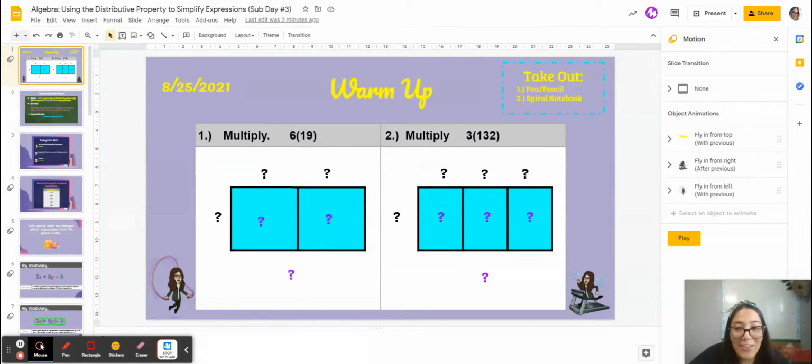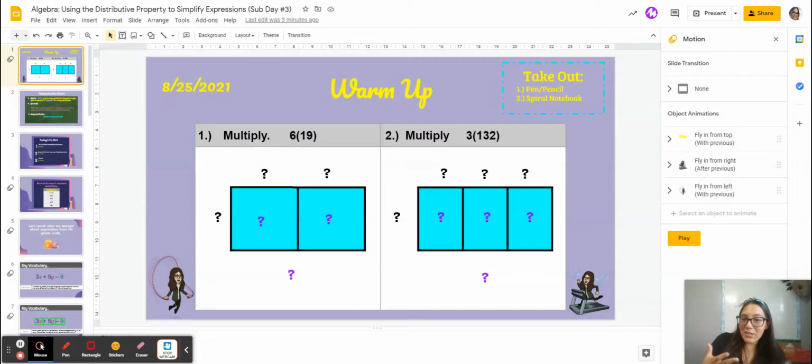Okay, what I'd like you to actually do is on the honor system here. I'd like you to pause the video and try the warm up. So go ahead and multiply 6 times 19 and 3 times 132. This would be the part where you pause the video. Don't cheat. Pause the video. Your partner's going to rat you out. Pause the video. Okay, by now, you should have paused the video.